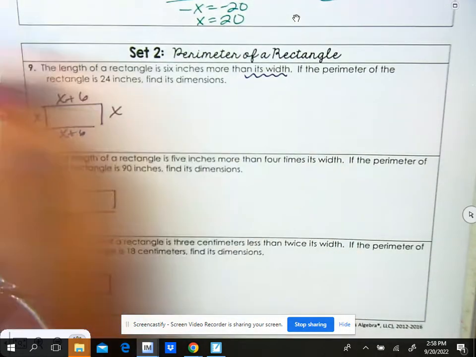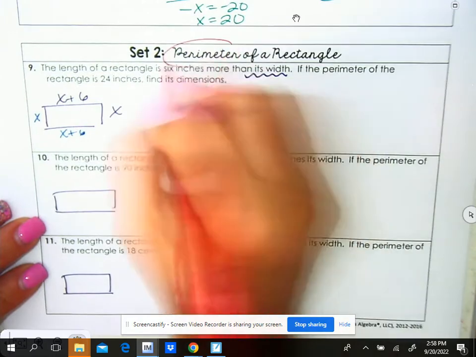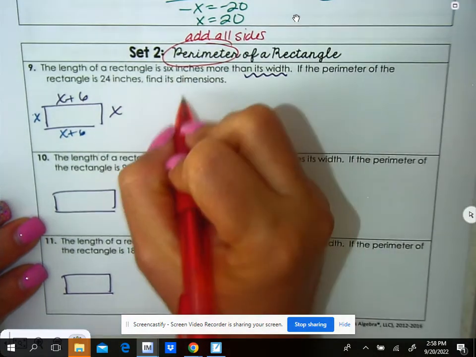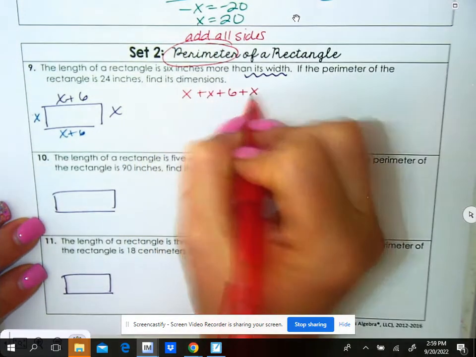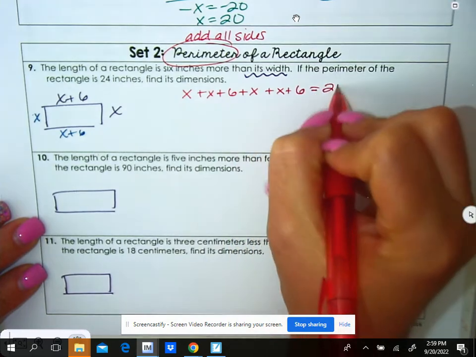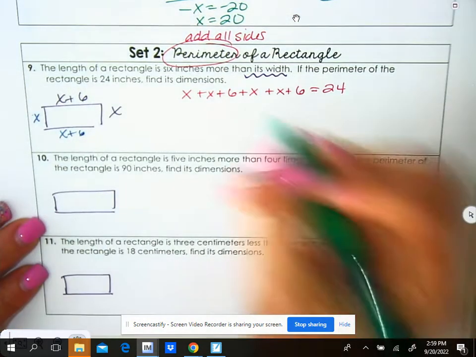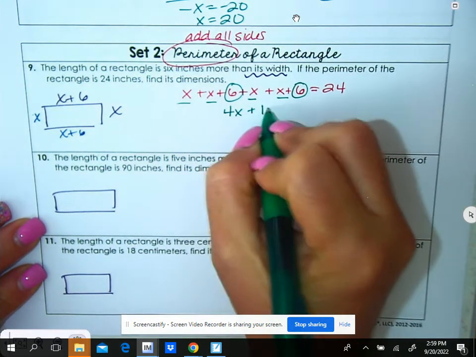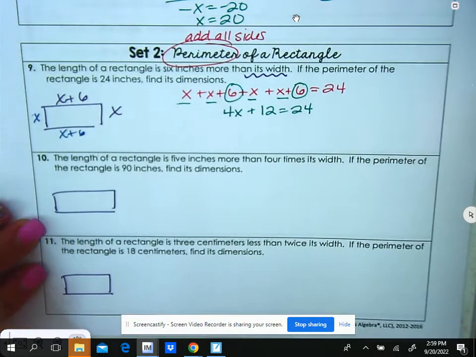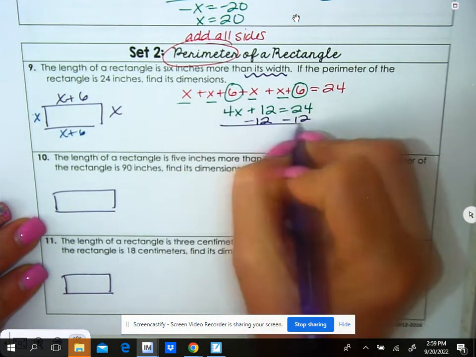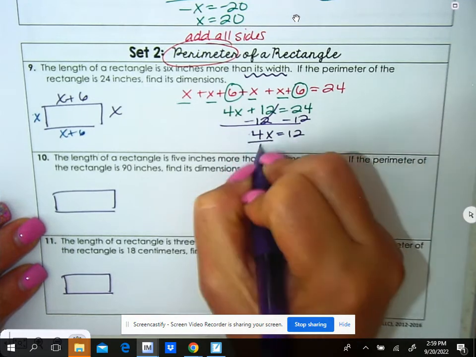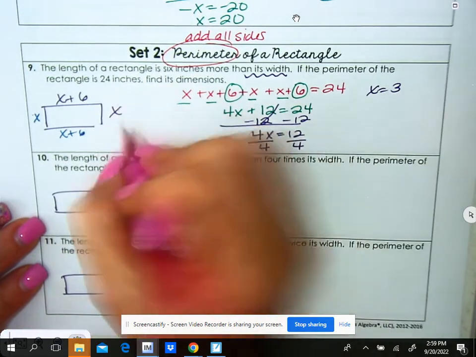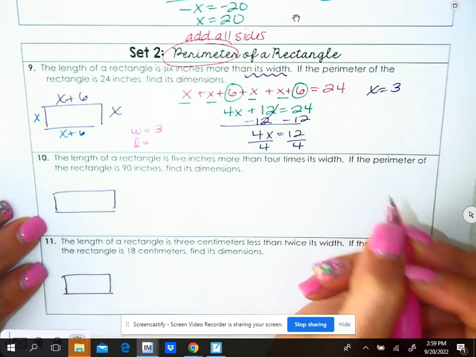Knowing what we know about rectangles, we know that opposite sides are the same, so I'm going to label it like such. And then for perimeter, we're going to add all the sides. So I'm going to add X, X plus 6, another X, and another X plus 6, and set that equal to 24. Combine like terms, which takes us to a two-step equation. So X is 3, and X is representing our width. So our width was 3.